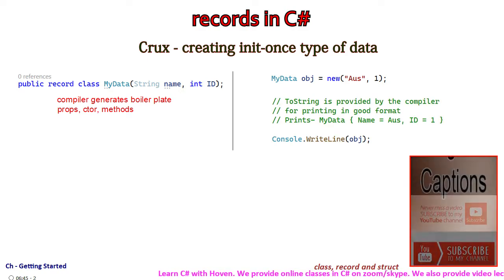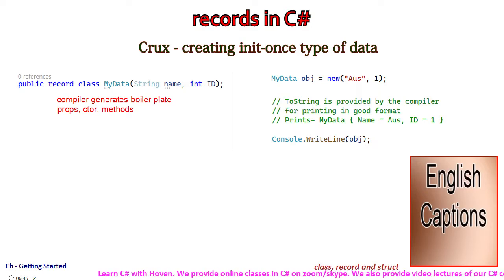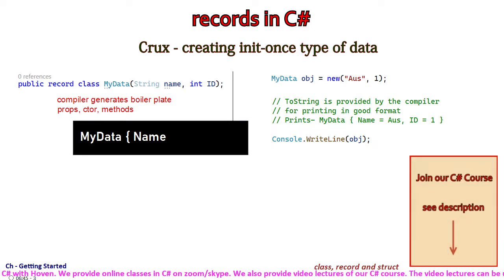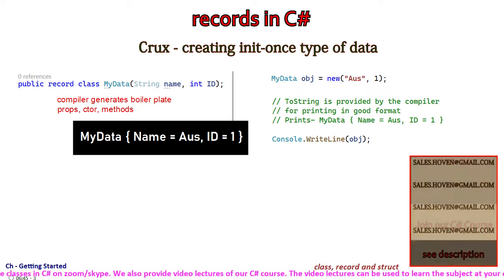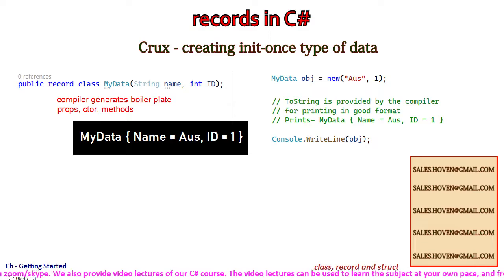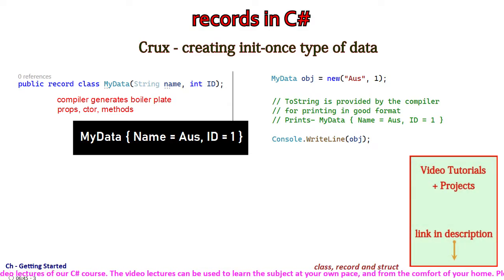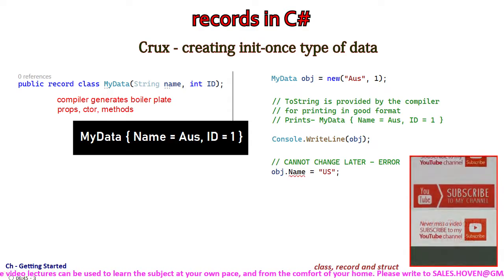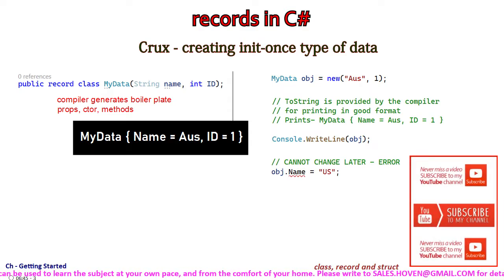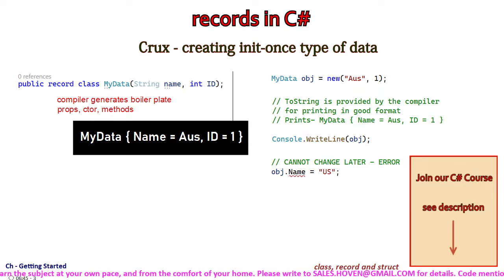The compiler provides the ToString method for records. The output is in a readable format: myData, curly braces, followed by the data. You can override this method if required, but the compiler will provide this method for you so that you get an output in a standard way. Since this record is not mutable, any attempt to modify a property fails with a compiler error.